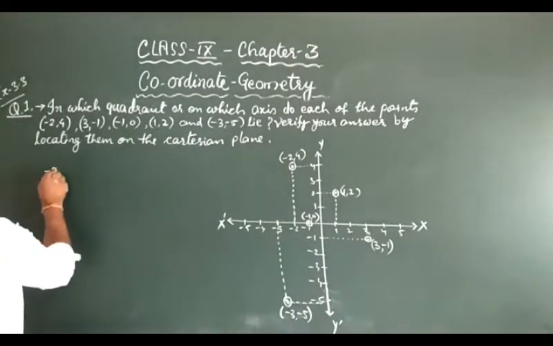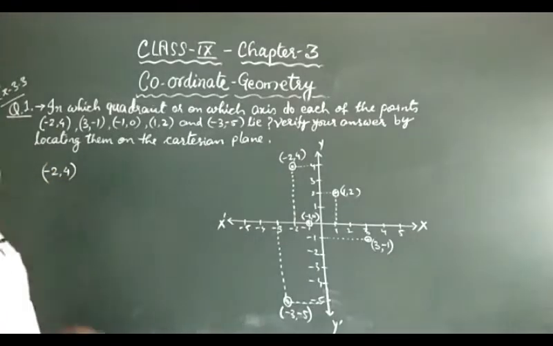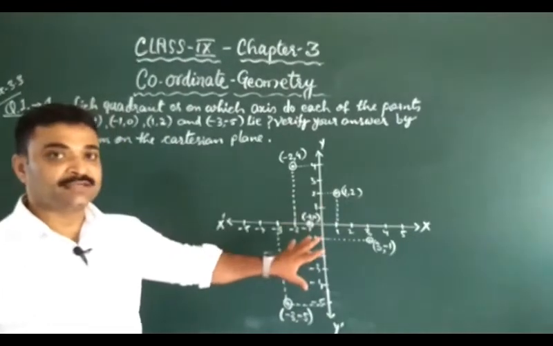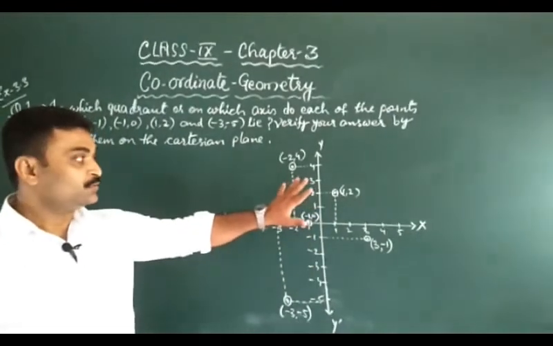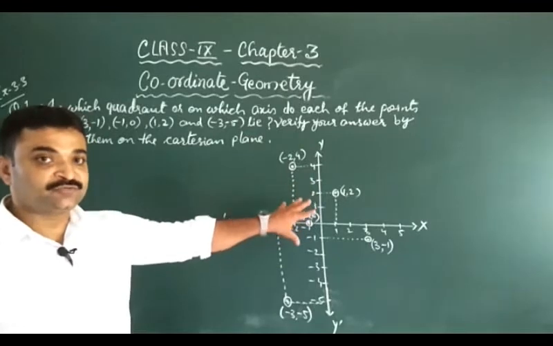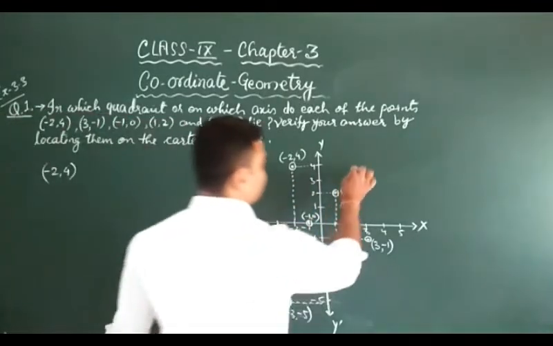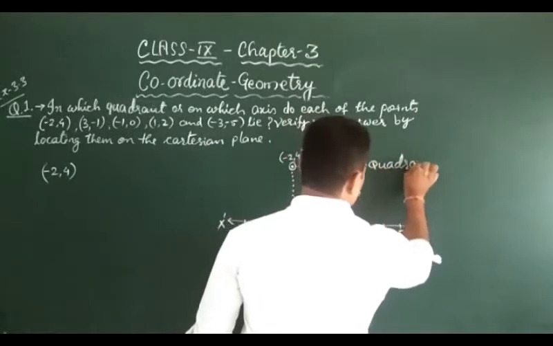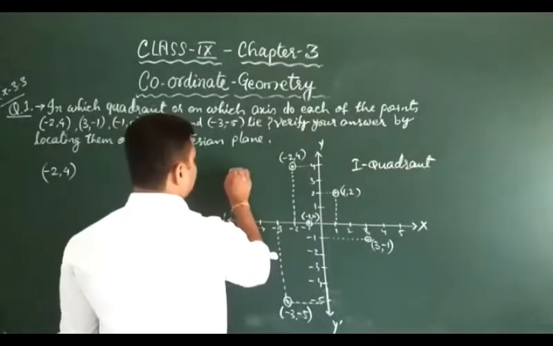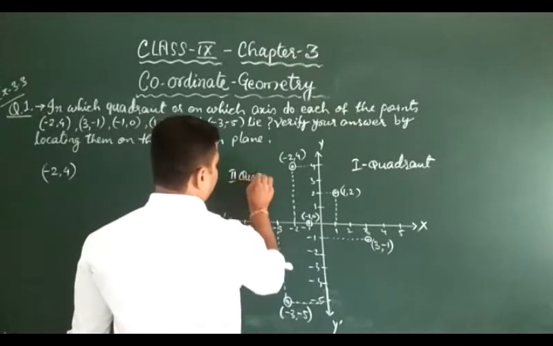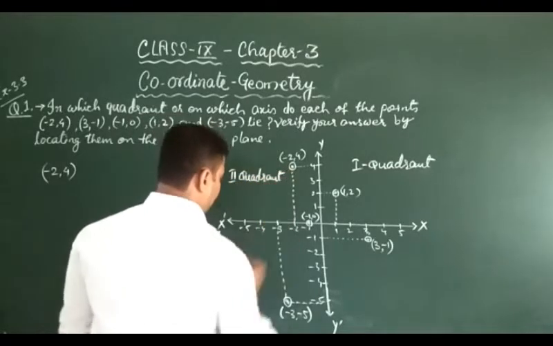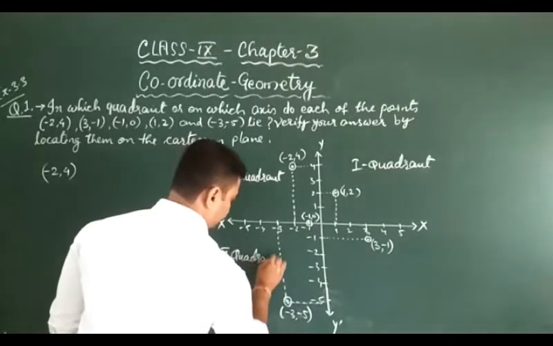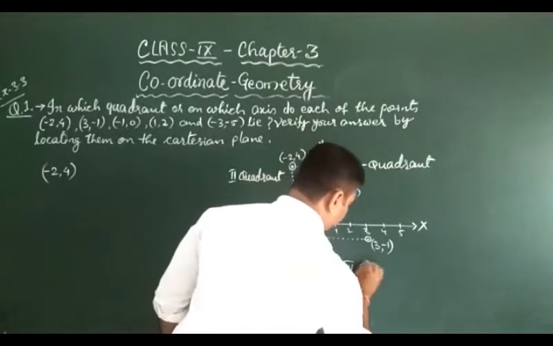First is -2 and 4. Students, you all know after dividing the plane into 4 equal parts, we have names for these 4 parts. First one is first quadrant. It is second quadrant. It is third quadrant and it is fourth quadrant.